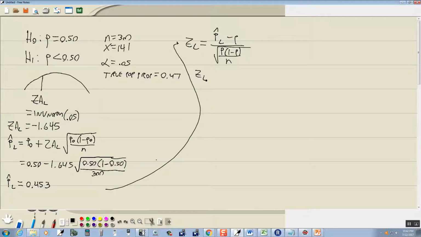Okay, so P hat sub L from down here was 0.453 minus P, and that's our true population proportion, which is 0.47, over square root of 0.47 times 1 minus 0.47 divided by N, which is 300.